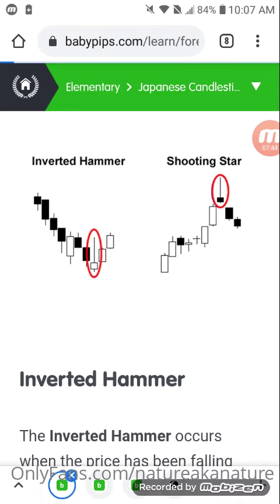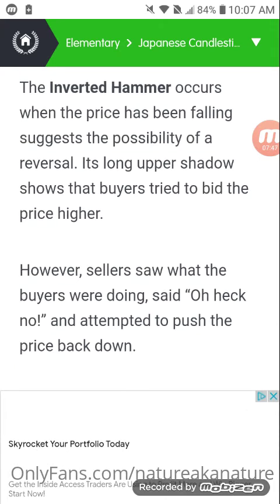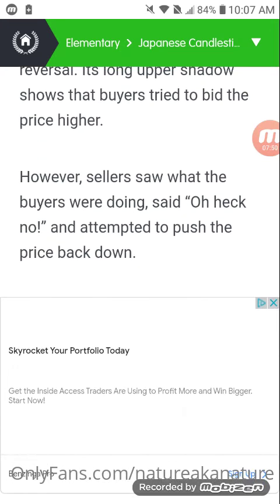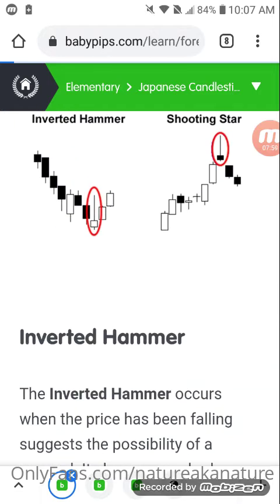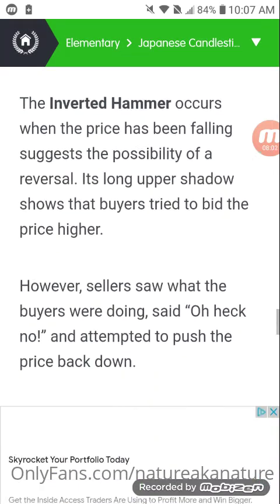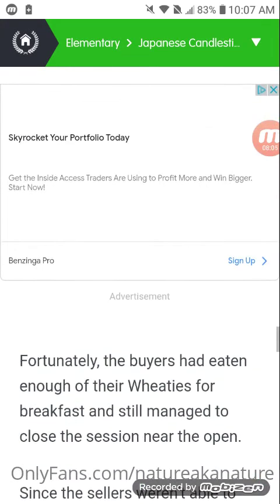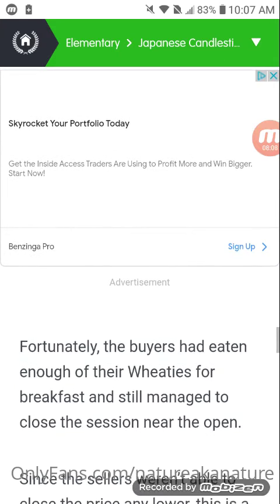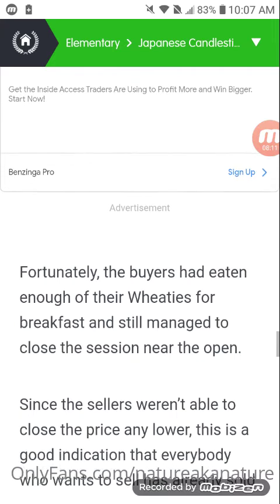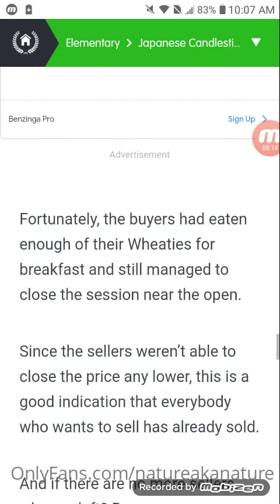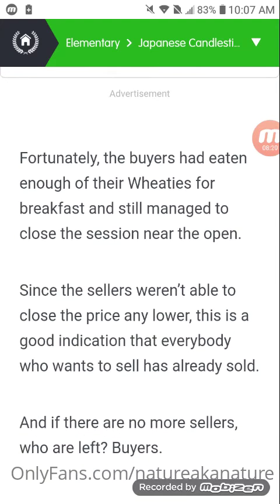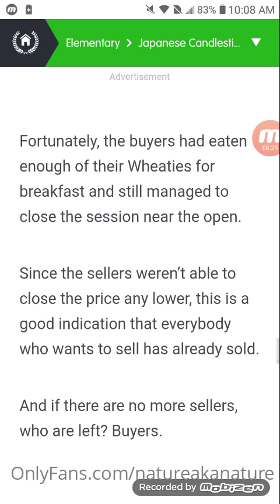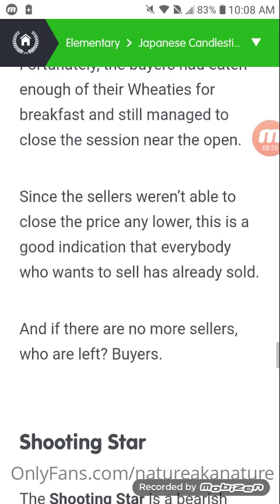Same thing with the shooting star, if you already know how to read that. Sellers saw that buyers were doing so and said heck no and attempt to push price back down. That's how it created that long upper wick, because sellers eventually pushed price back down. Fortunately, the buyers have eaten enough of their Wheaties for breakfast, and they still managed to close the session near the opening. Since the sellers weren't able to close the price any lower, this is a good indication that everybody who wants to sell has already sold, and there are no more sellers left, only buyers.